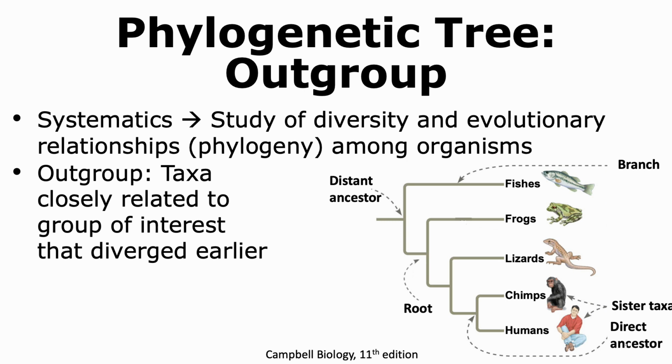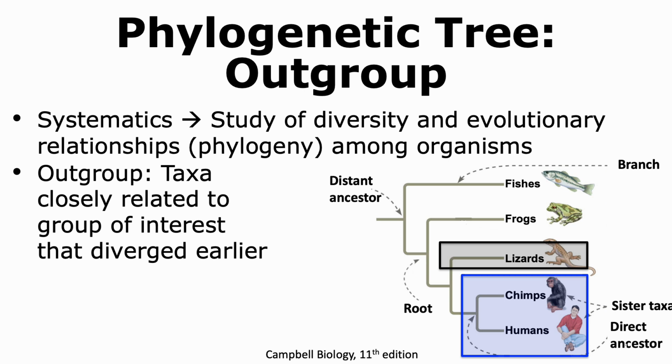Phylogenetic trees also show the presence of outgroups. Outgroups are taxa that are closely related to a group of interest, but they diverged earlier. So let us take the example of the sister taxa of chimps and humans. They arose from a common direct ancestor. Now, when we look at the lizard group, the lizards arose from an ancestor that is more distant than chimps and humans. And hence, in this case, the lizards are considered to be the outgroup.